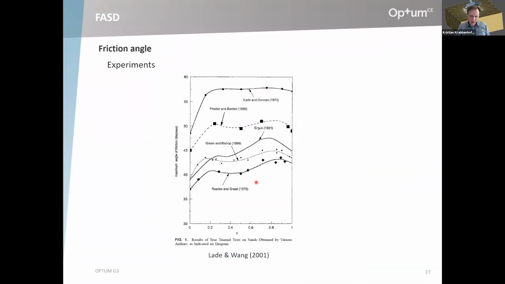And just to show you that this is well known, the triaxial compression state is the odd one out. The friction angle is really quite significantly lower in triaxial compression than for other stress states.